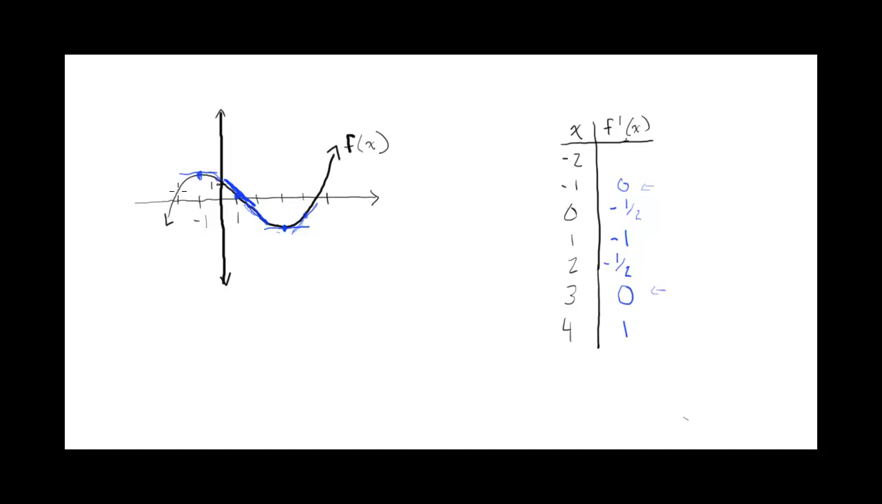And then at -2, let's say about the same. Let's say it's about 1. So the rise and the run are about 1. Now we'll do the graph.